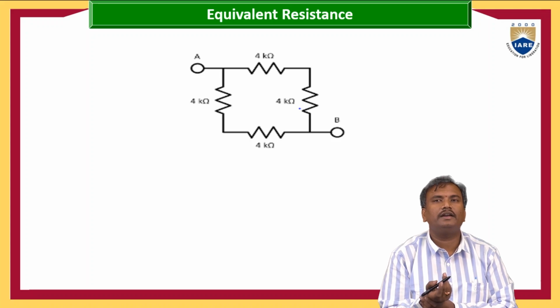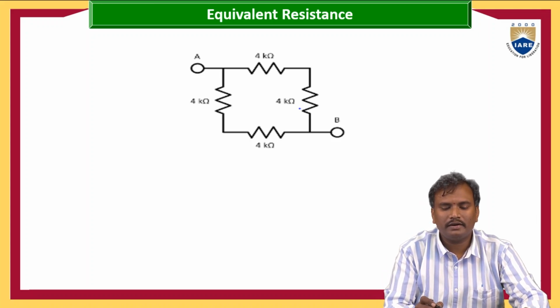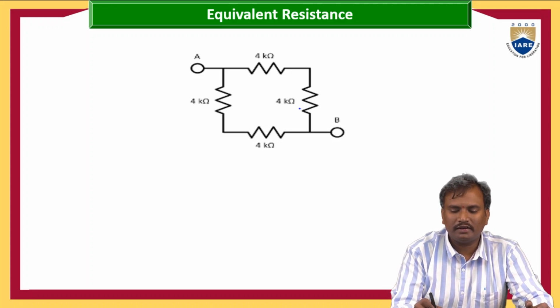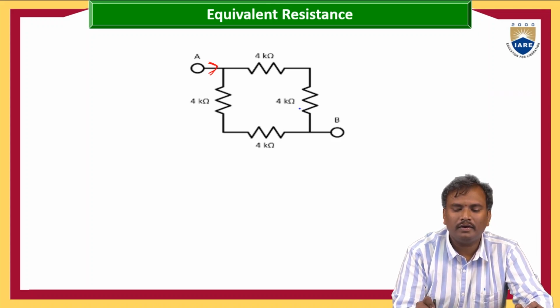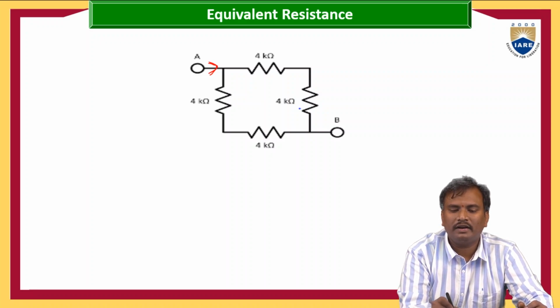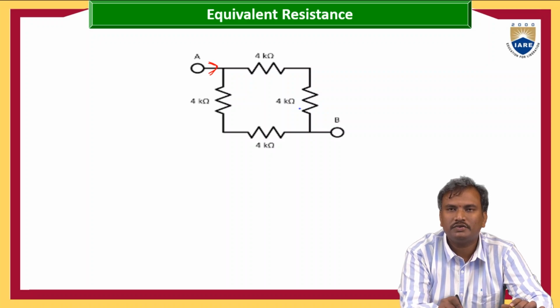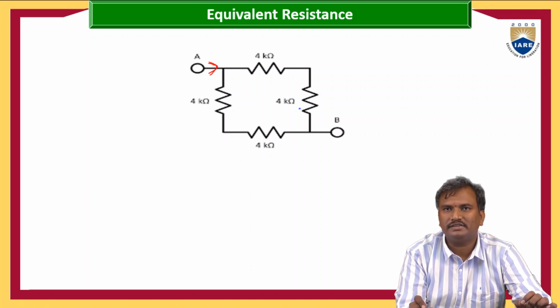Then we can say that they are connected in parallel. So here, if you see this circuit, let us consider the current is entering from the node A. These are the two terminals which are given, A and B terminals. Between these two terminals only we have to calculate the equivalent resistance.